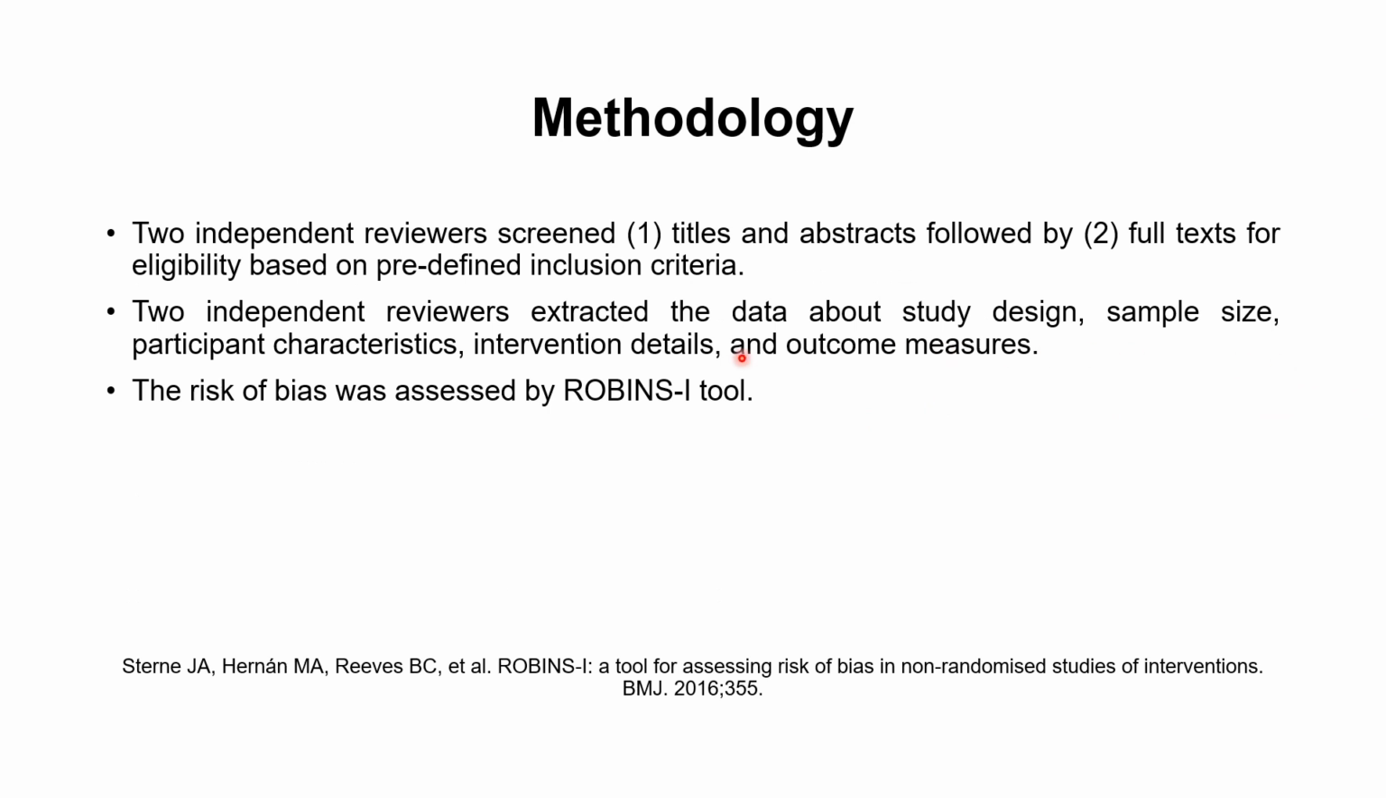Two independent reviewers screened the title and abstract. This is the first screen, followed by the second screen, which is full text screening, and two independent reviewers extracted the data, like study baseline characteristics, study design, sample size, and participant characteristics, also the intervention details, the dose and the concentration of the mannitol and the frequency, and the follow-up period, also the outcome measures like the IOP reduction effect. Also the risk of bias was assessed by the ROBINS-I tool, which is a very common risk of bias assessment tool that belongs to Cochrane.